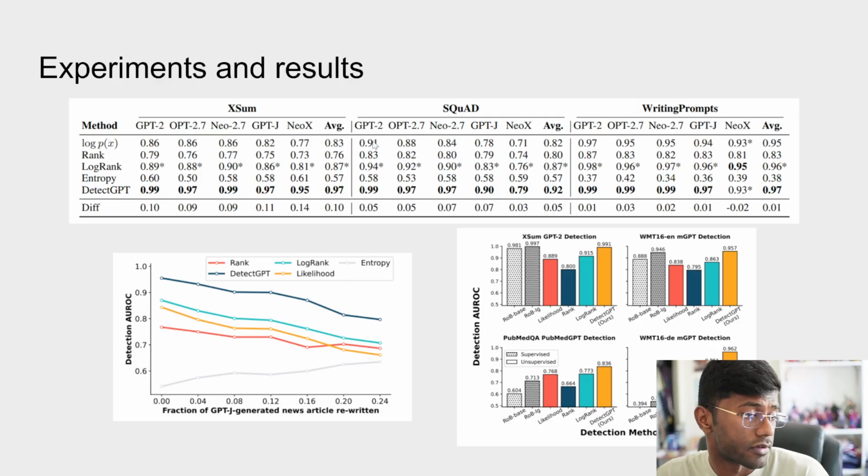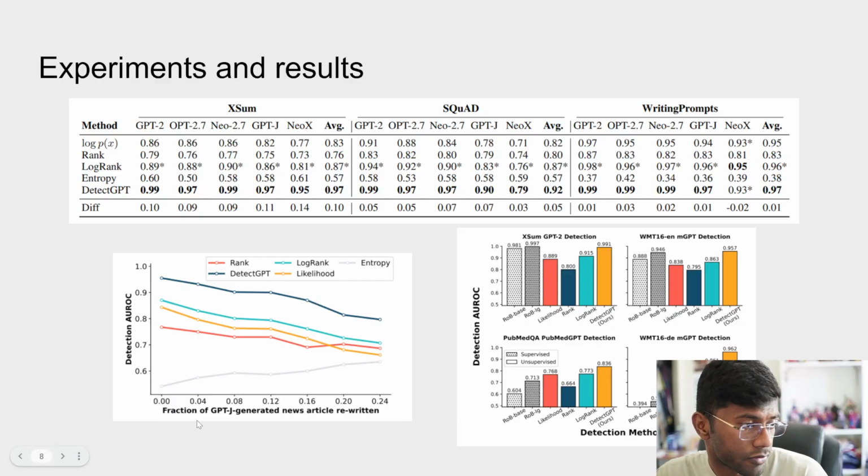So these are some of the results that they obtained. We can see how DetectGPT consistently performs better than other zero-shot techniques, such as using just the log probability, rank, log rank, or entropy across different LLMs. So these are some open source LLMs that they tested against, and across multiple datasets as well. So this is the XSum dataset, which was the news dataset, the SQuAD dataset, which was the Wikipedia paragraphs, and Reddit writing prompts. All right, and consistently DetectGPT seems to perform well.